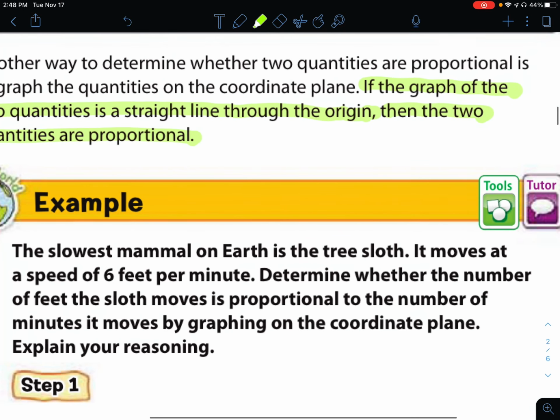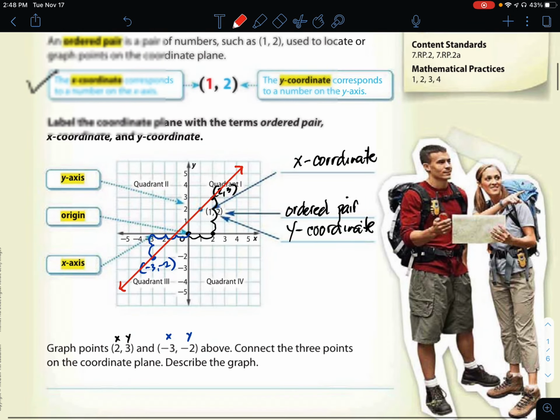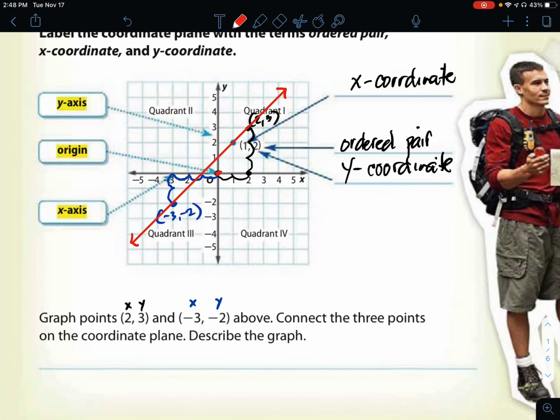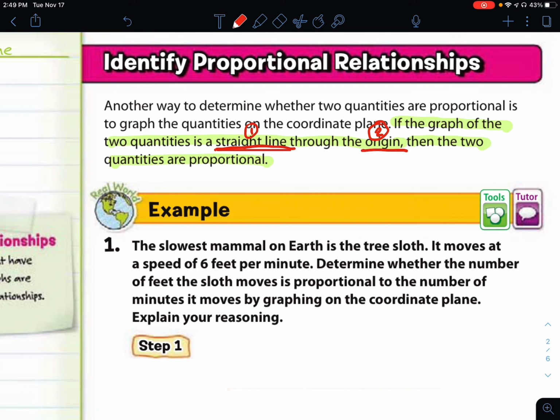Okay, there are two things to remember here. If the graph of the two quantities is a straight line, that's the first thing that you need to remember, and that straight line goes through the origin, then the two quantities are proportional. If you look at this example again, what we did here, you notice that you have a straight line. It does not go through the origin, so this particular graph right here is not proportional. So again, for it to be proportional, it has to be a straight line and it has to go through the origin. Those two things need to be in place for two quantities to be proportional.